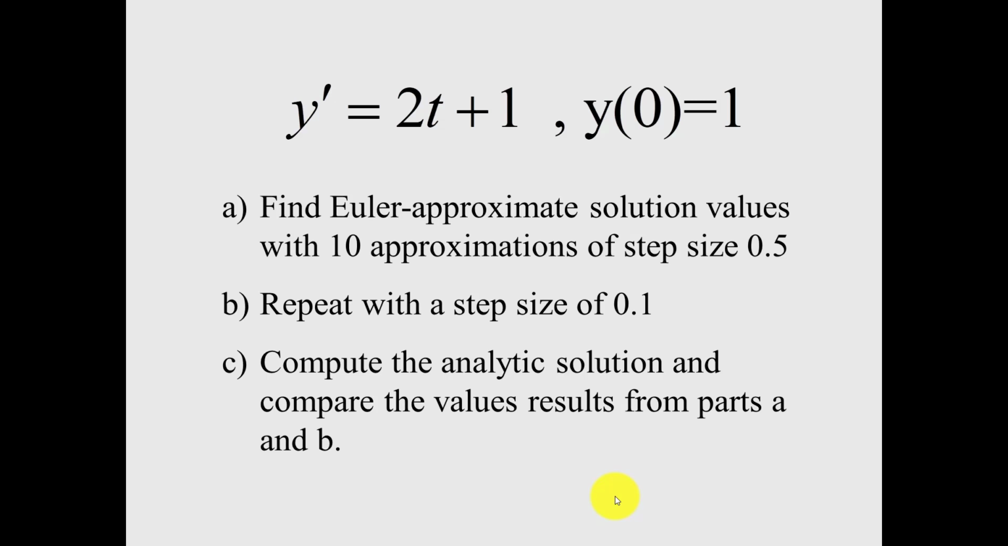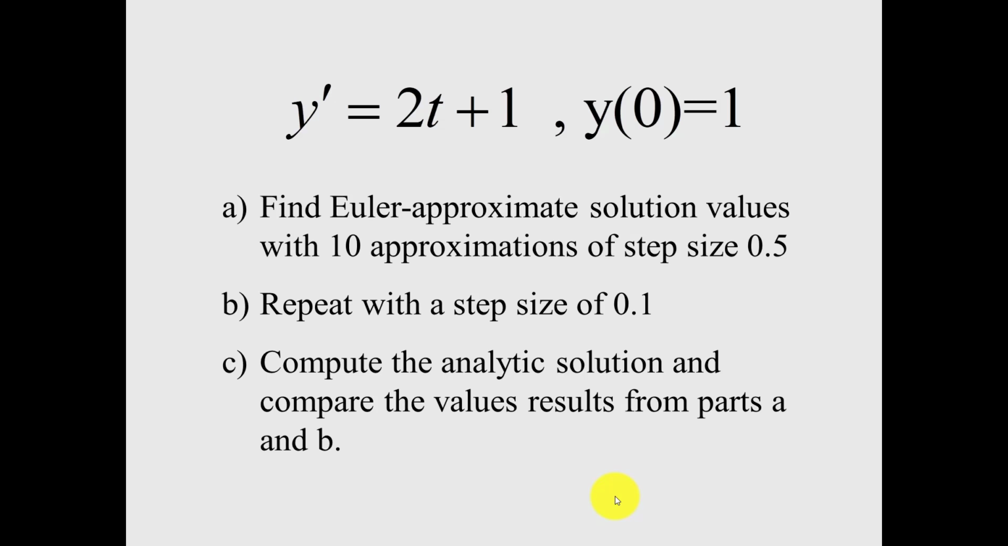We could have solved this one with the first thing we know, which is just direct integration, and we can integrate both sides, and we're in fact going to solve it because that's part C. We're going to compare it to the Euler approximations with a couple different step sizes. So we got our 2t plus 1, and we got our initial value y of 0 equals 1. So we're going to use the Euler method to approximate solutions with 10 approximations of step size 0.5. Then we're going to repeat that process, but we're going to make the step size 0.1.